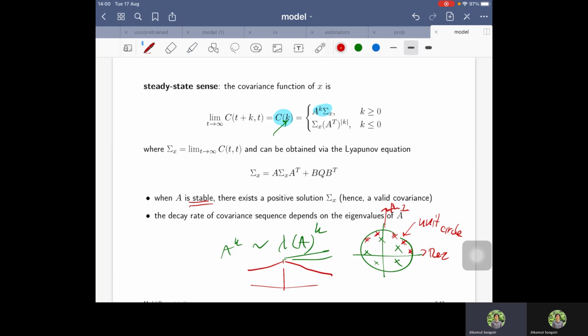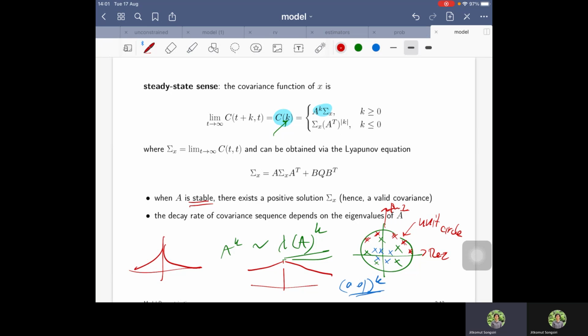So it's more like the process is nearly non-stationary. On the other hand, if your eigenvalue has a very small modulus, like 0.01, you know that the closer the eigenvalue is to the origin, the faster it decays. Right? So what you're going to see in the covariance function is that it decays very fast.